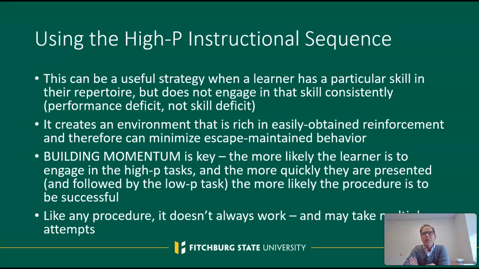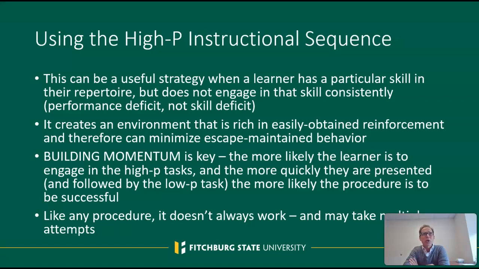So as far as using that high P instructional sequence, it can be a useful strategy when a learner has a particular skill in their repertoire but does not engage in that skill consistently. So it's important to remember that what we're talking about here is a performance deficit, not a skill deficit. The high P instructional sequence is not going to be an effective strategy if the low P request is low P because the learner doesn't know how to do it. Right, this has got to be something that they have in their repertoire already. It's just something that they're not likely to comply with.